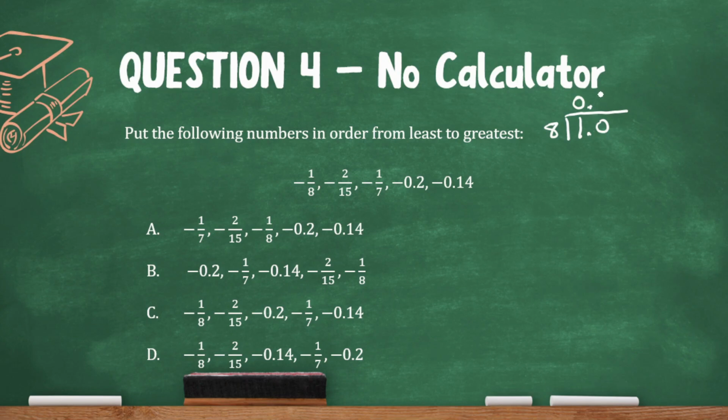8 goes into 10 once. So we'll go ahead and subtract 8. And we get 2, add a 0. 8 goes into 20 twice. 8 times 2 is 16. We'll go ahead and subtract. And 8 goes into 40 5 times perfectly. So that's our answer. So negative 1/8 is the same as negative 0.125. And let's go ahead and do the same thing with 2/15. So 2 divided by 15.